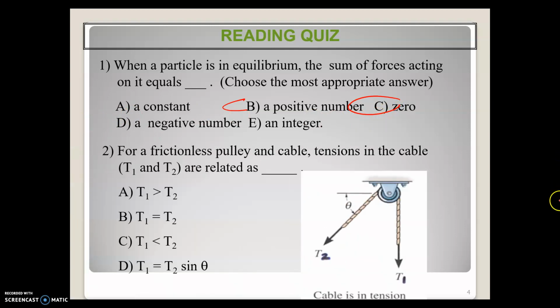For a frictionless pulley and cable, the tension in the cable, T2 and T1, can be related as, you can answer it as B. T1 is equal to T2 because it is a frictionless pulley and cable.